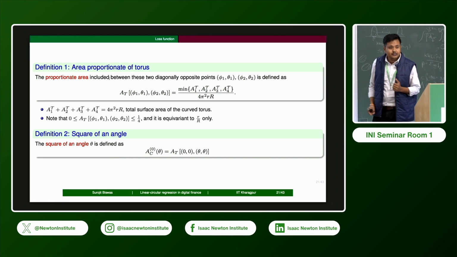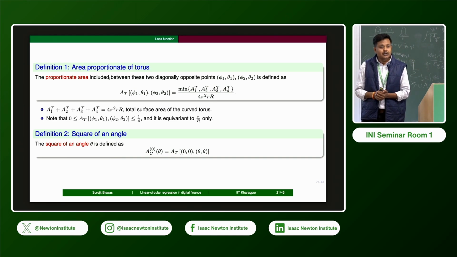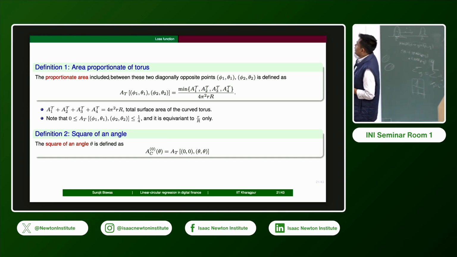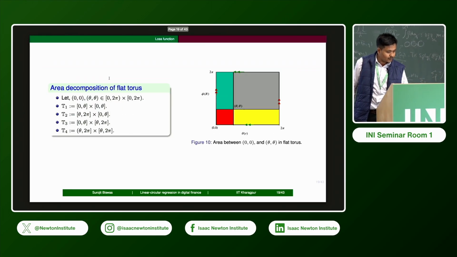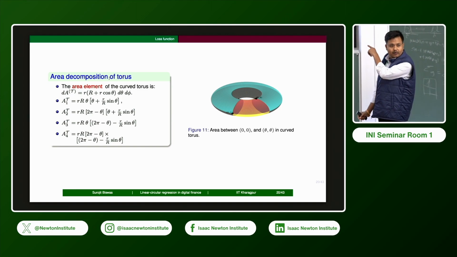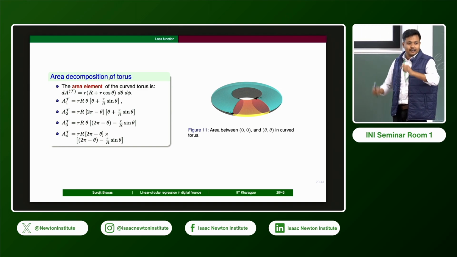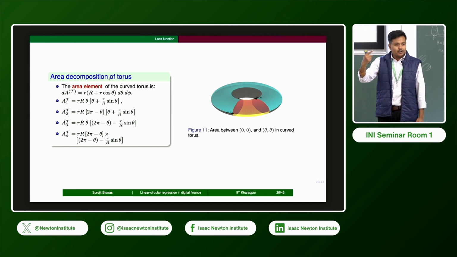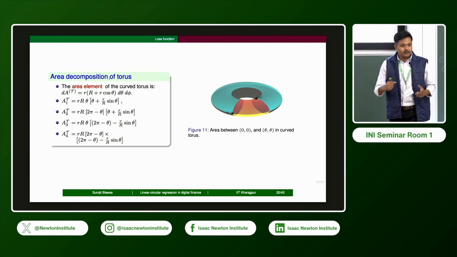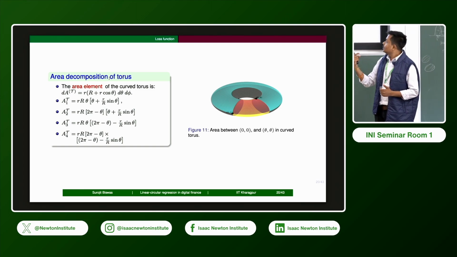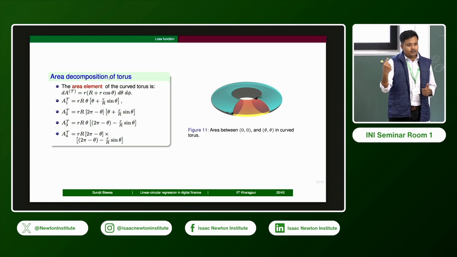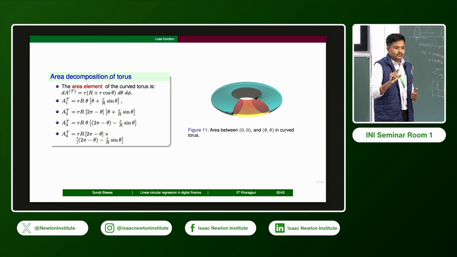Can I ask, what is little r? Yeah, nice question. So small r, you see this is the torus. There are two circles, a horizontal circle and a vertical circle. Small r is the radius of the smaller circle, and capital R is the radius of the larger circle. Yes.